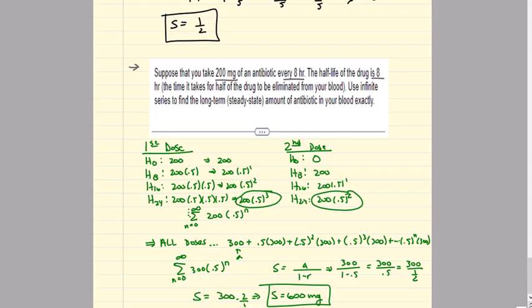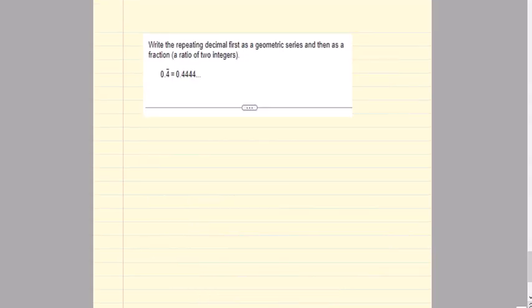So there's a lot of really interesting applications for these types of series. And this one is another really interesting application. So here what we're looking at is we're given this repeating decimal, and what we want to do is find the fraction that represents this repeating decimal. So for instance, we know that 0.3 repeating is 1/3. So that's what we're trying to find here, is what fraction is this.